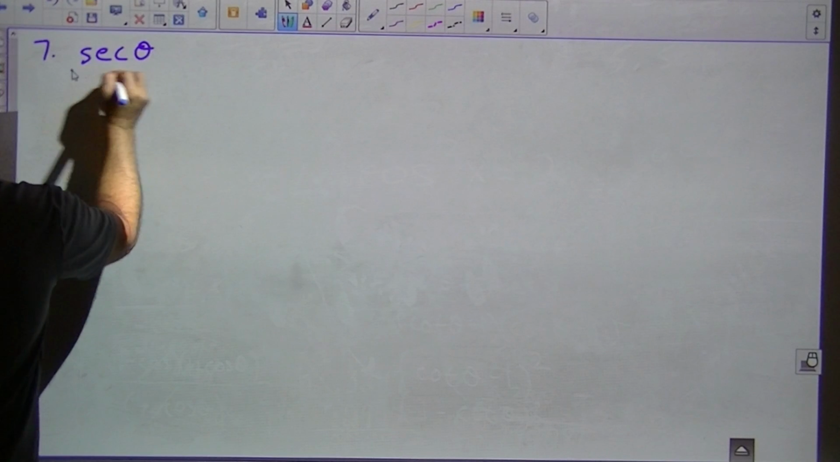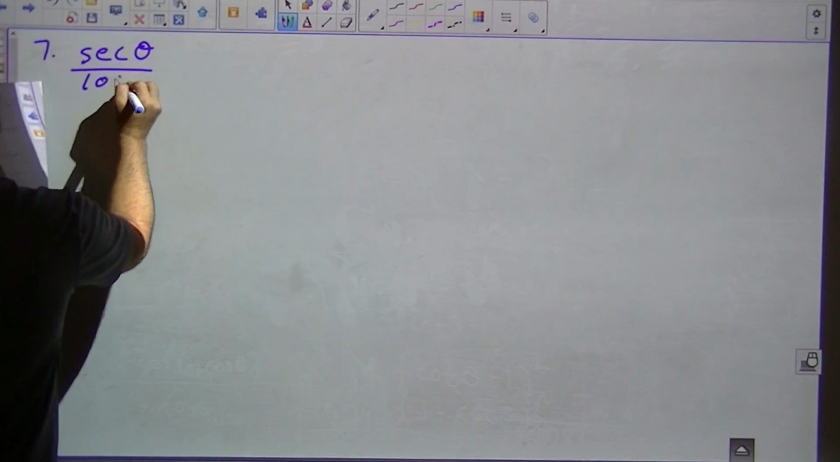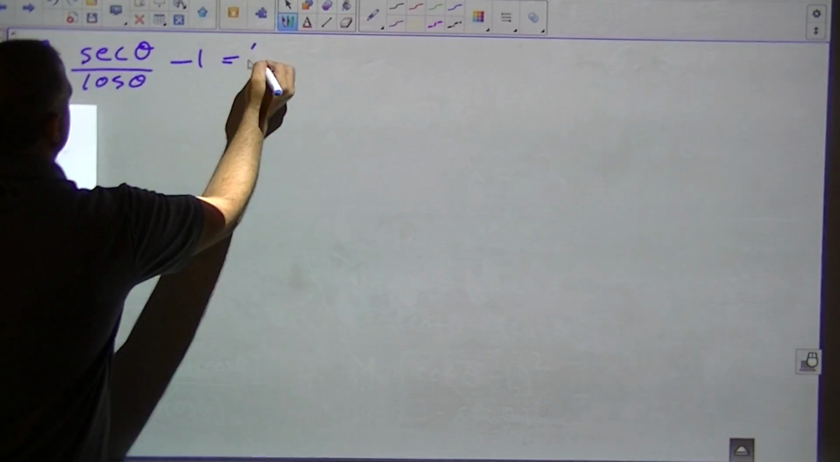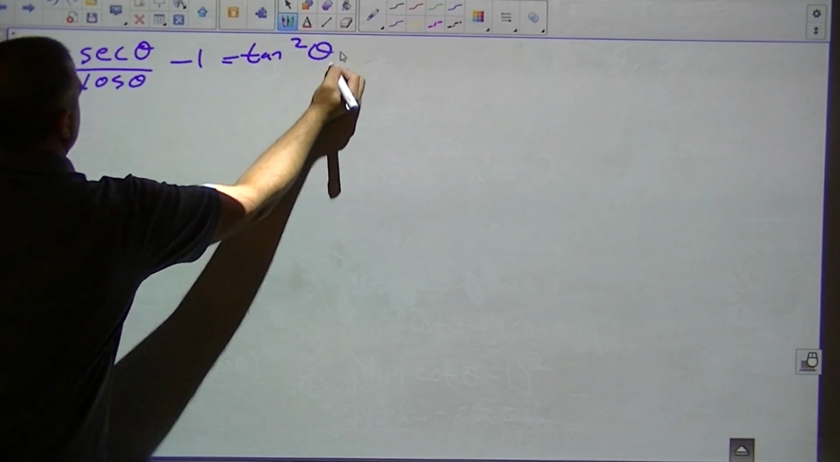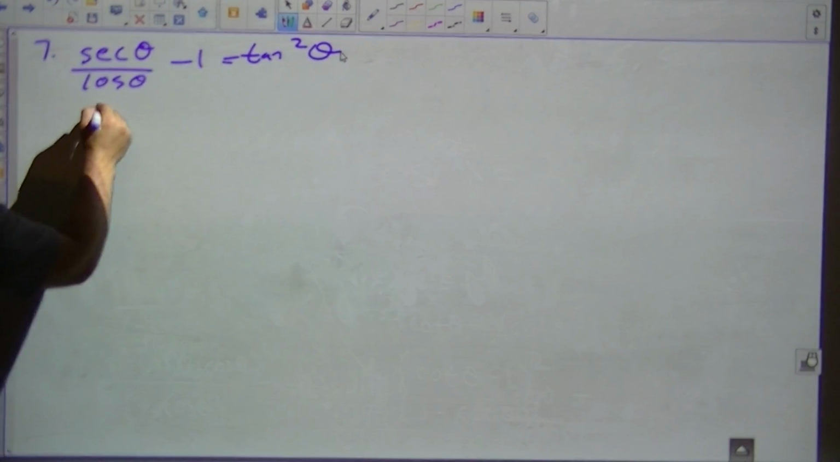Number 7: secant of theta over cosine of theta minus 1 equals tangent squared of theta. Okay, so what you got here is r over x.